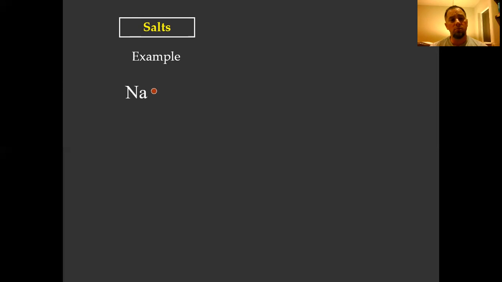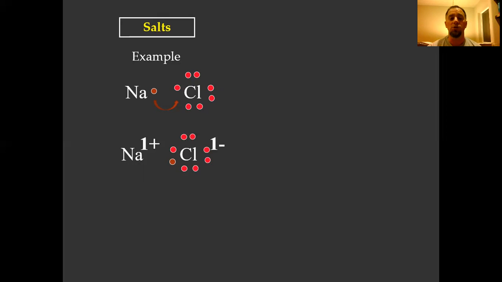So an example, the most common salt that you all know is sodium and chloride ion. Sodium has one valence electron and a chlorine atom has 7 valence electrons. Well, if we transfer one of those electrons from sodium to chlorine, the sodium becomes positively charged and the chloride ion becomes negatively charged. They now have an attraction and combine in an ionic bond.